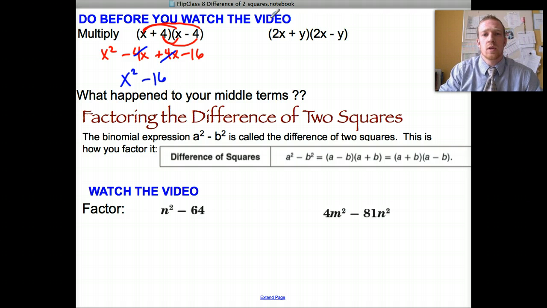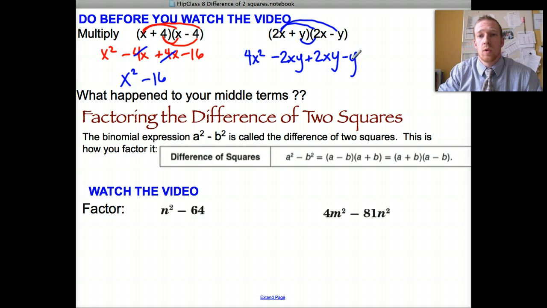Alright, let's try this again because I want you guys to notice the pattern here. Now keep in mind this is the opposite of factoring, but it'll make sense when we go to factor why this is what we're doing. So if I multiply, it gives me 2x times 2x is 4x squared. 2x times negative y is minus 2xy. Y times 2x is plus 2xy. And then y times minus y is a minus y squared. So now I combine any like terms and we get negative 2xy, positive 2xy, those cancel. Gives me a 4x squared minus y squared.